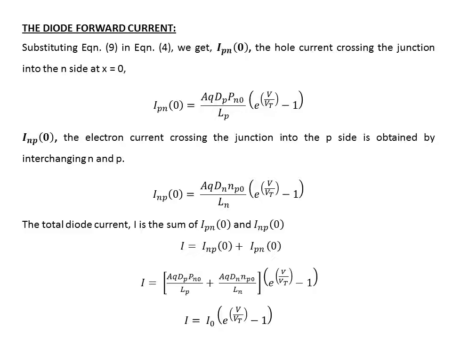The total diode current is given by the sum of both electron and hole current at the junction x = 0. That is, I = Inp(0) + Ipn(0). By replacing these with their corresponding expressions, we get A·Q·(Dp·Pn0/Lp + Dn·Np0/Ln) · (e^(V/Vt) − 1). This entire prefactor is replaced with I0, so I = I0 (e^(V/Vt) − 1).